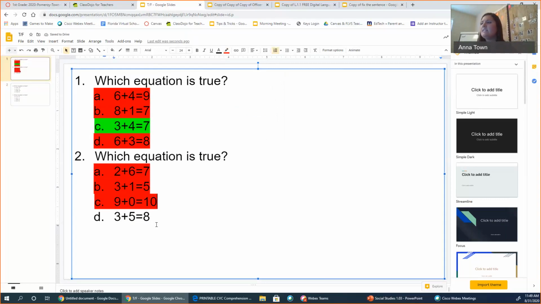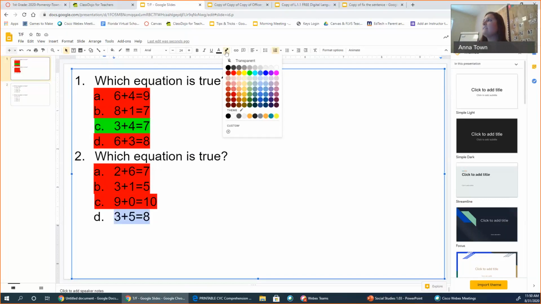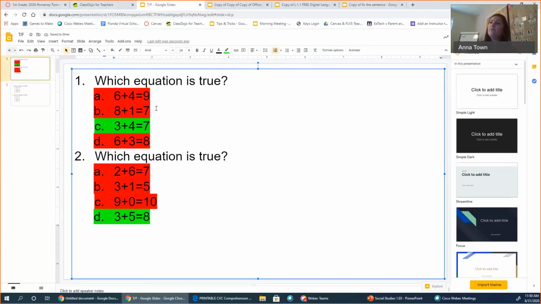Okay, let's take a look at this last one. 3 plus 5. True or false? It is true. We put 5 in our head, 3 fingers up. 6, 7, 8. So D is our correct answer. So we're going to highlight it green, but if we were doing this on our own, you would have just circled the C for number 1 and you would have circled D for number 2.